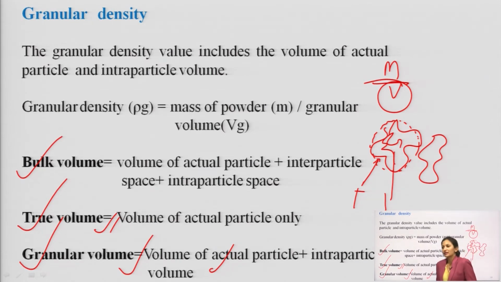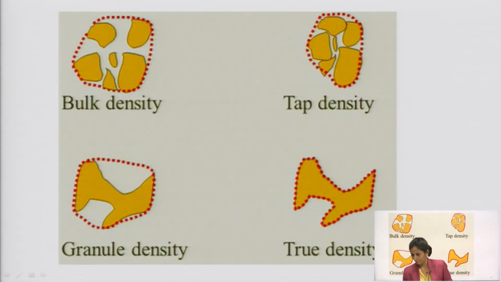And the tap density is similar to bulk density after getting that volume, after getting 500 tapping of that same container. So this is all about the first derived property, that is the density, and here the 3 to 4 types of density you have studied. So the bulk density, tap density, granular density and true density.